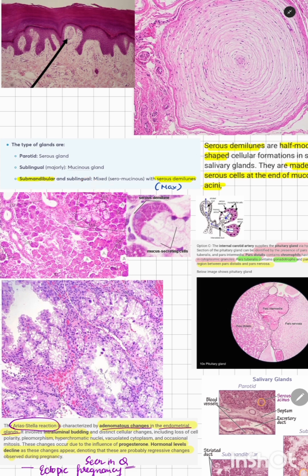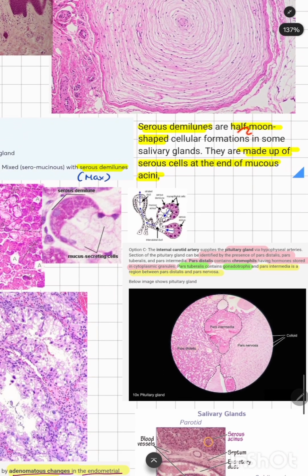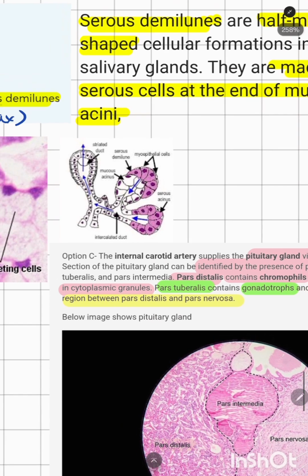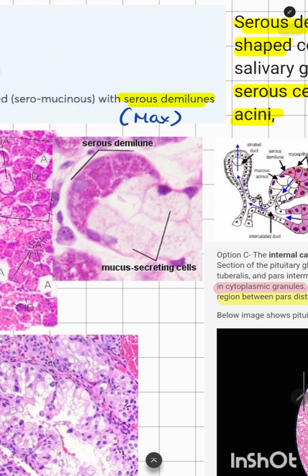This is an important question, and these glands, especially the submandibular gland, have serous demilunes. Now what is the serous demilune? These are half moon shaped cellular formations in the salivary glands. So they are made up of serous cells which are attached to the mucous acini. So this is mucous acini, surrounding that there is serous acini also. So this thing is known as serous demilune. That is demilune in the sense it is half moon shaped. So I'll show you another example.